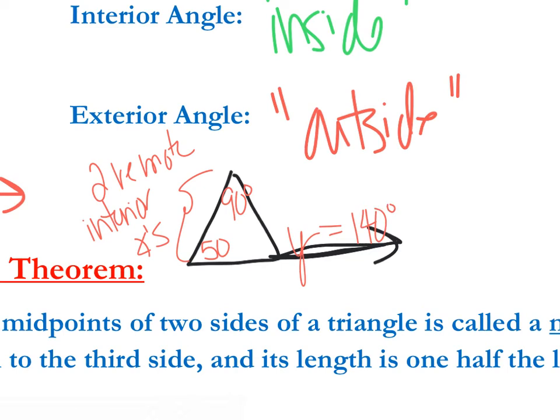So the important thing to note is that it's the two angles that are not touching the exterior angle you're trying to find. They're across from it. So again, it's the two that are not touching the exterior angle that you are trying to find.